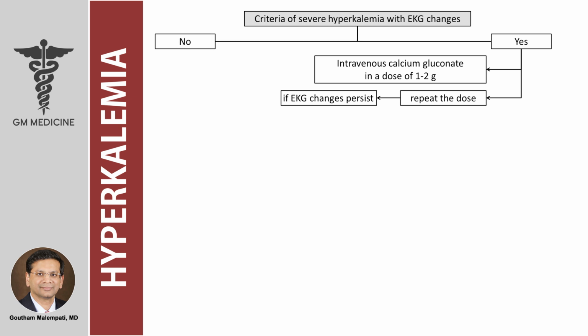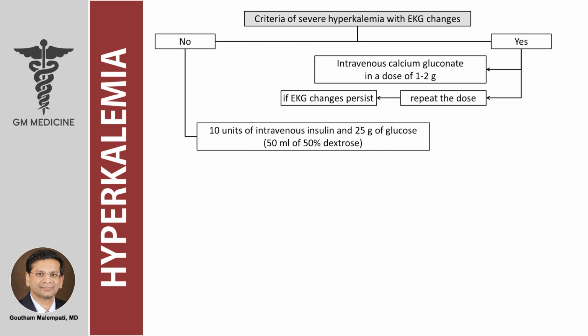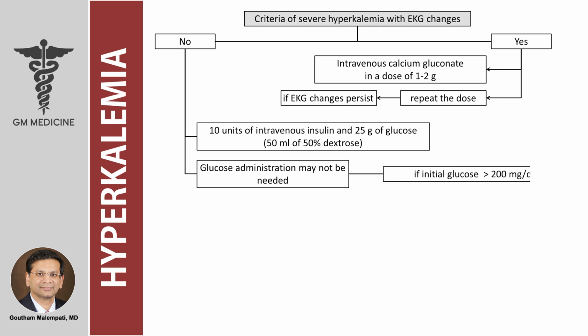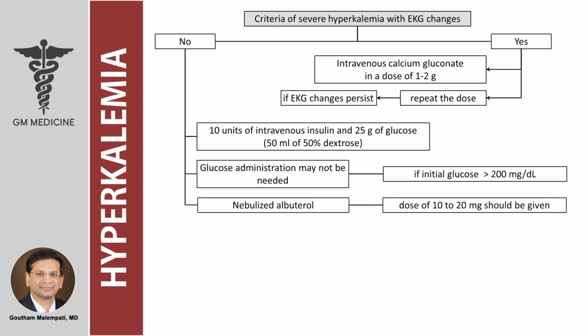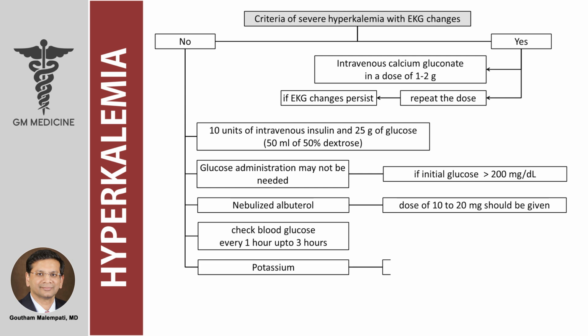If there are no electrocardiogram changes, then one should administer 10 units of intravenous insulin and 25 grams of glucose in the form of 50 ml of 50% dextrose. Glucose administration may not be needed if initial glucose is greater than 200 milligrams per deciliter. Nebulized albuterol in a dose of 10 to 20 milligrams should be given. One should check blood glucose every 1 hour up to 3 hours while administering insulin with dextrose. Potassium should be checked again in 2 to 4 hours.